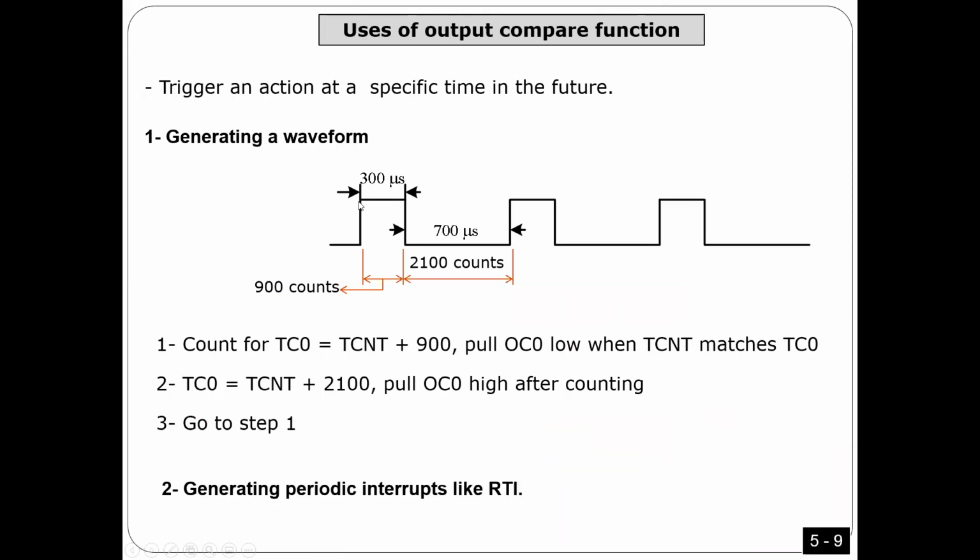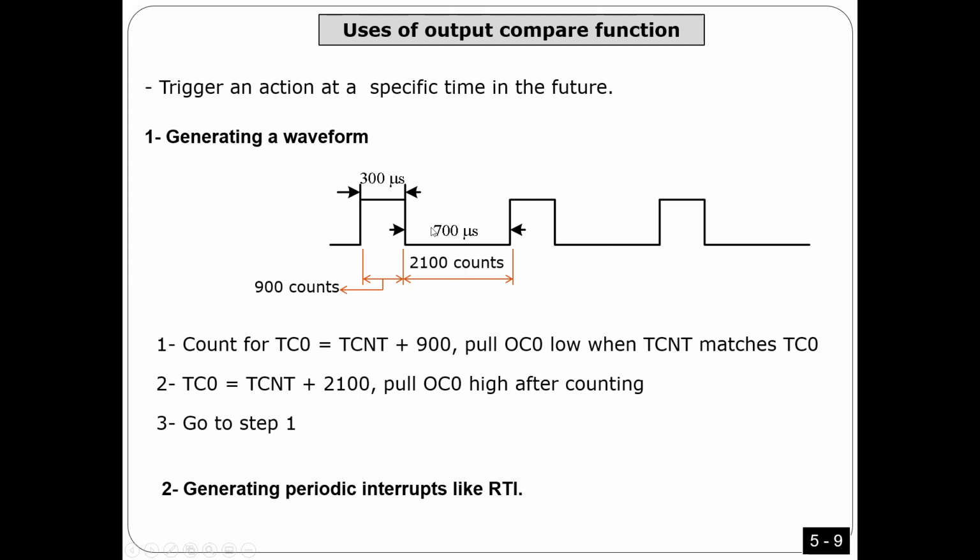So I'm going to have one interrupt here, and then I'm going to say, please, next interrupt after 900 counts. This is in the interrupt subroutine. How do you do that? I'm going to say TC0 should equal TCNT, which is the current count, plus 900. So please toggle after 900 counts. How did you come up with this 900 counts? Very easy. I have the time here, I divide this time by the time of one count, 1 over f, and then I get how many counts. Same thing here, I can get how many counts.